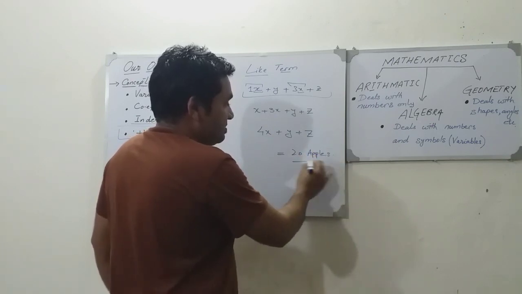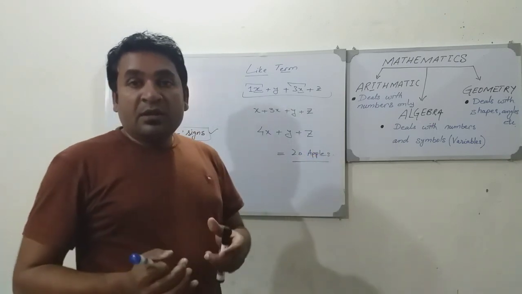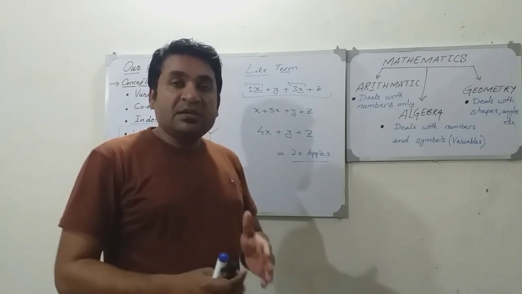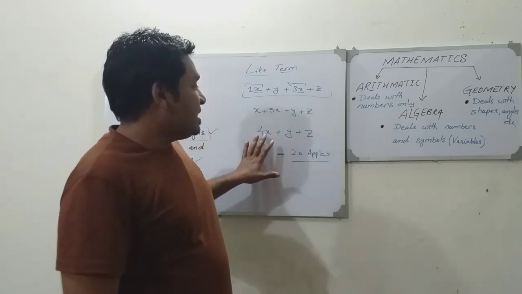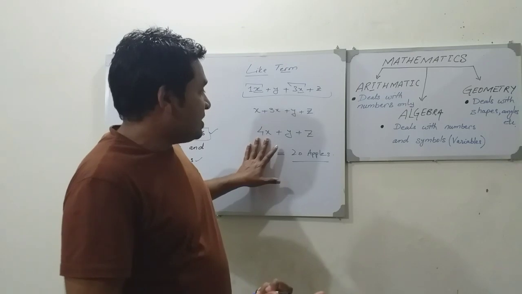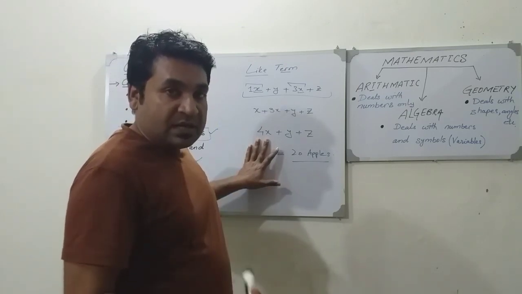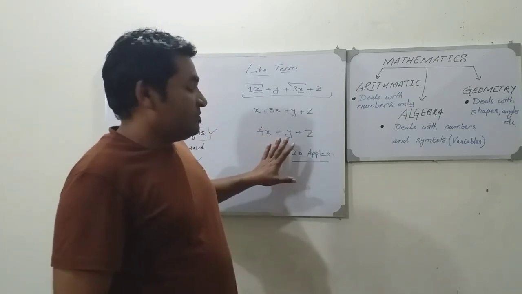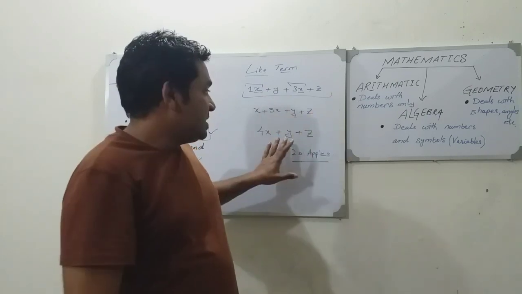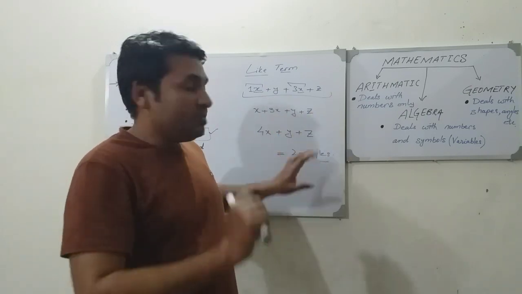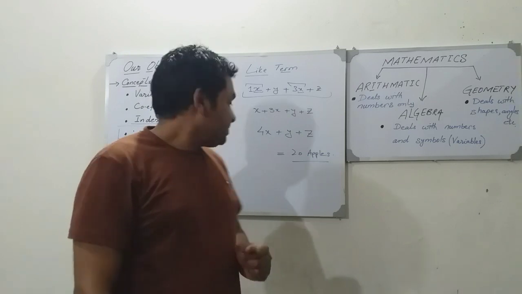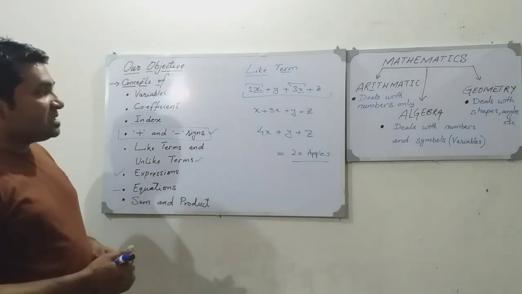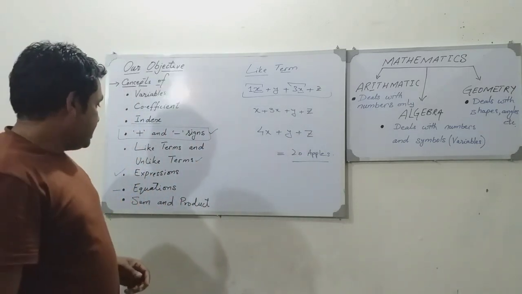How? Not possible, because these are not all apples in the basket. These are different fruits. So we can tell the number of apples, if that is 10, 20 or whatever, and we will count separately the number of oranges and separately the number of mangoes. So this is the concept of like and unlike terms.